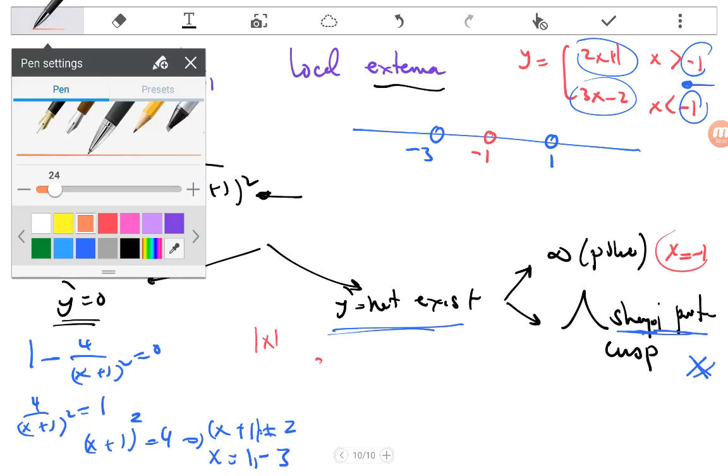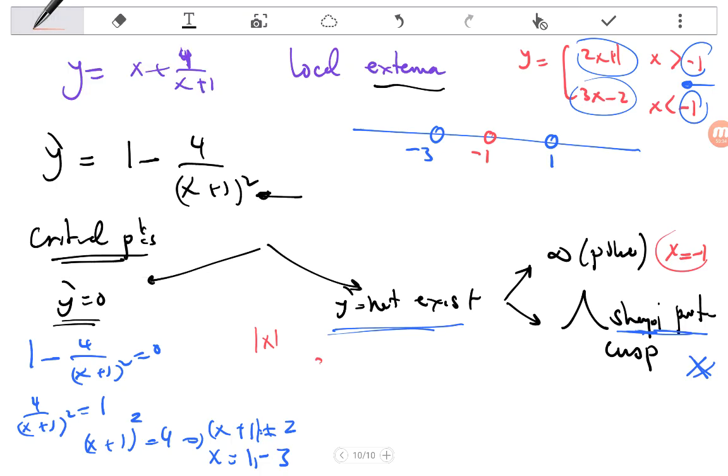So what we'll do now, we'll just study the sign of the function. We check some points: -4, -2, 0, and 2.